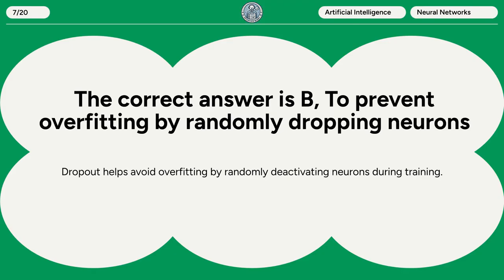The correct answer is B. To prevent overfitting by randomly dropping neurons. Dropout helps avoid overfitting by randomly deactivating neurons during training.